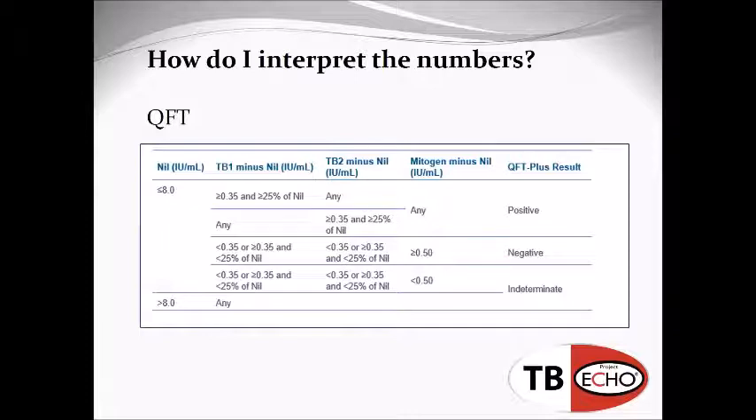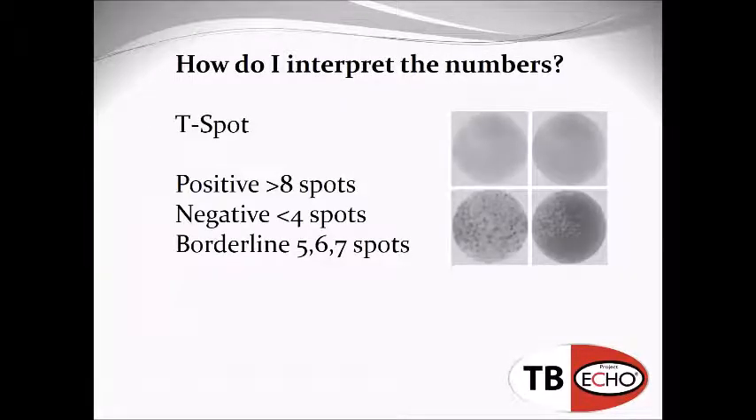So on the next slide, we have the results for the T-spot. For it to be considered positive, it has to have 8 spots or more. Negative is 4 spots or less. And borderline are 5, 6, or 7 spots. And as we talked about in other TB Echoes, this is in the United States. In Europe, there is no borderline category. They added it in the United States because we screen too many people who shouldn't be screened, and so we're trying to screen out the ones who are not truly positive or not truly negative.